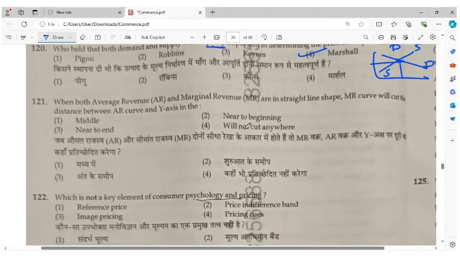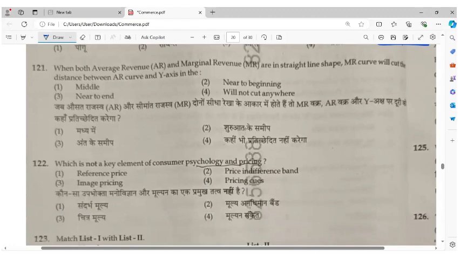After that, when both the AR, average revenue, and MR, marginal revenue, curves are straight lines, the MR curve will cut the distance between the AR curve and the y-axis. It is nothing but the middle, where they are both straight lines, and the MR curve cuts the distance between them. So here you can draw.